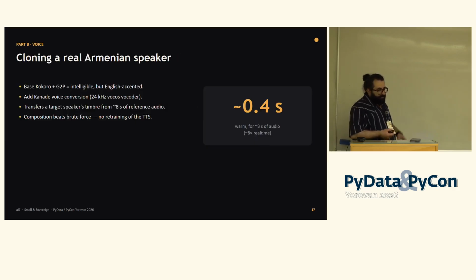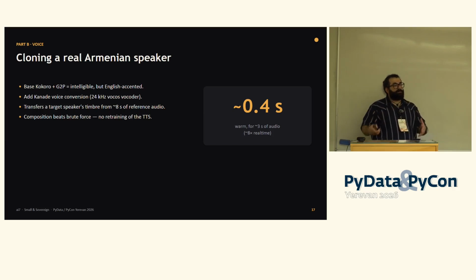And there was a step which we wanted to address: the result of the previous step was an Armenian spoken sentence, but with an American English accent. So we couldn't really use it. The solution was using another tool, which is Kanade. Kanade is used to take your source audio. You can record a source audio in your native accent, and then inject it, brute force it into Kokoro to produce more accent-accurate Armenian spoken output.